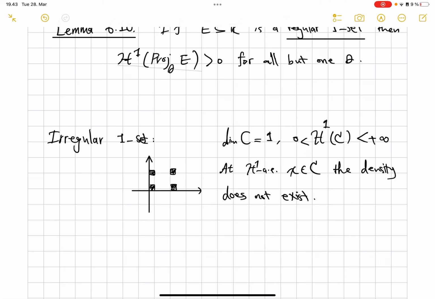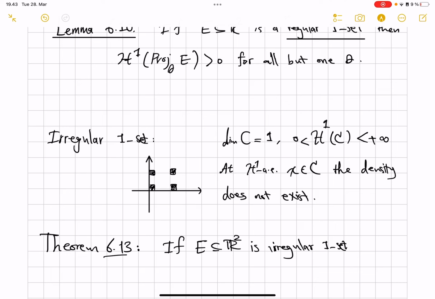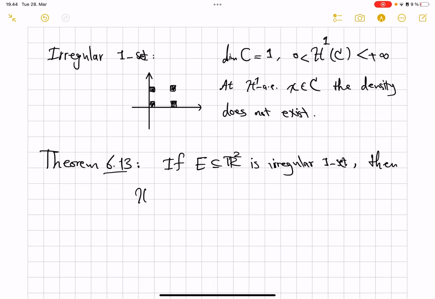So the projection claim about irregular sets, and this is Theorem 6.13 from Falconer, is that if E is an irregular one set in R2, I will repeat it, then H1 of the projection onto theta of E has measure 0 for almost every theta.